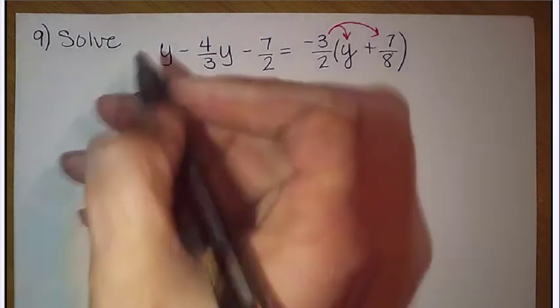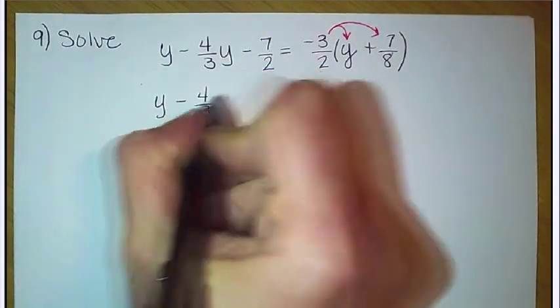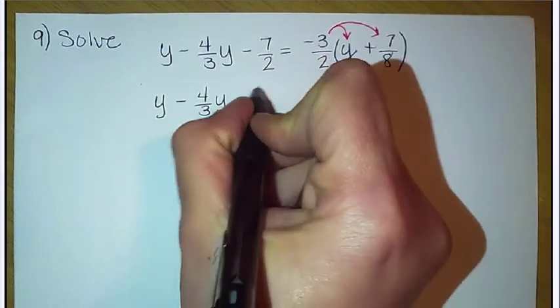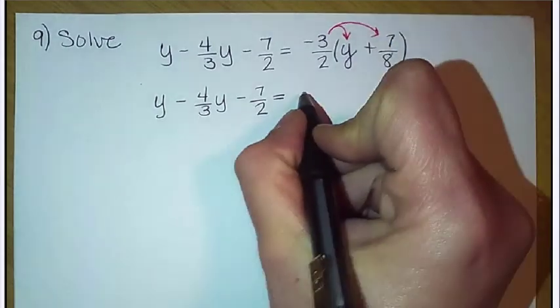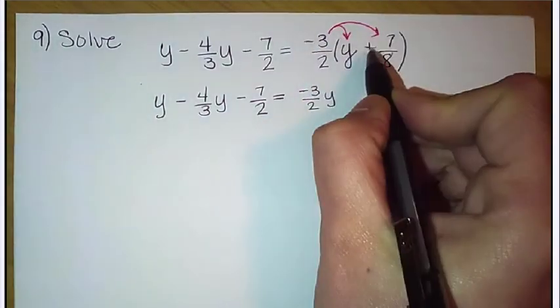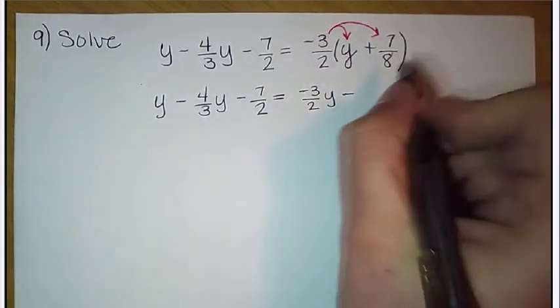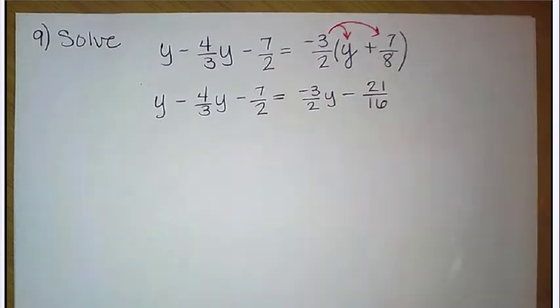That means everything on the left-hand side we're just going to write down for right now. So y minus 4/3 y minus 7/2 equals, and when we distribute, we get negative 3 over 2y. A negative times a positive gives us a negative, and that's going to give us 21 over 16. Again, remember, we're multiplying fractions here, so top times top, bottom times bottom.